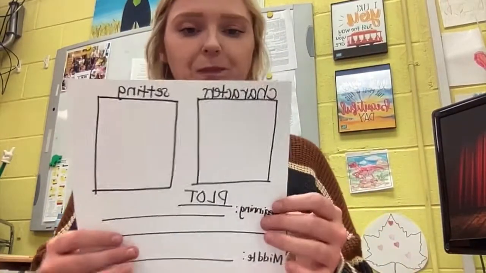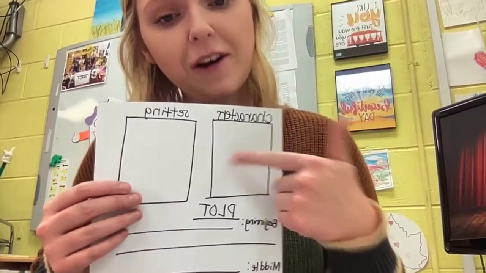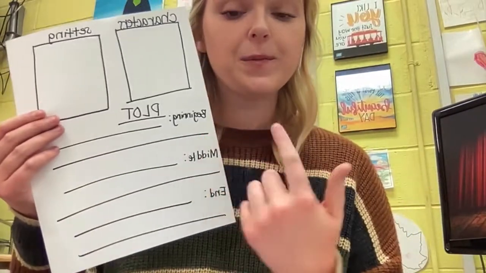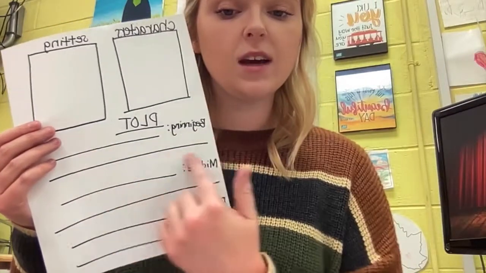And this is kind of what the story map looks like. I drew it out. They have to be able to find all the characters, describe the setting, and describe what the beginning, middle, and ending was. So I have them pick the best detail that they can think of for each part of the plot.